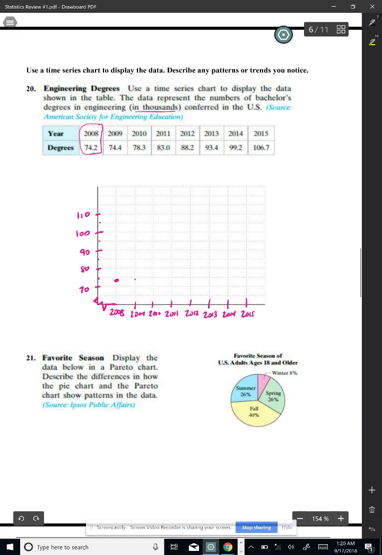And then 74.4 would go up just slightly, and then those would be connected. You connect these as you go. And then in 2010, 78.3. In 2011, 83. 2012, 88.2. 2013, 93.4. 2014, 99.2. And then in 2015, 106.7.